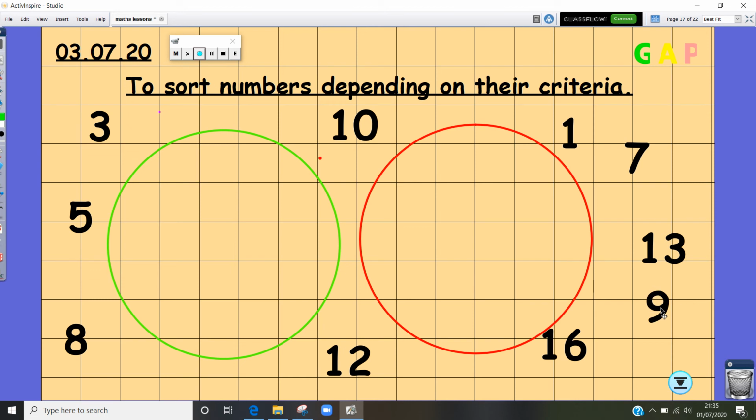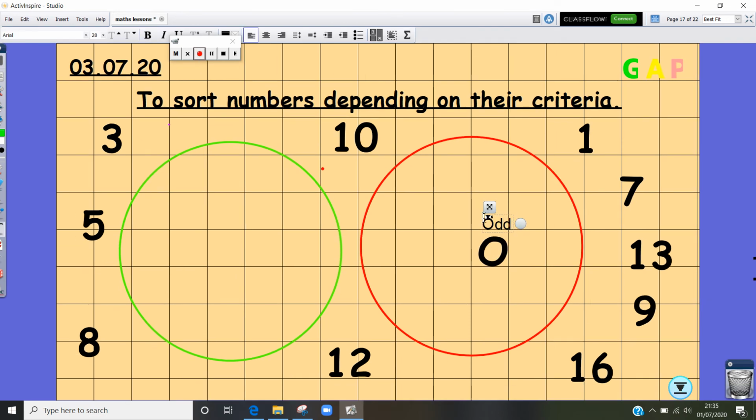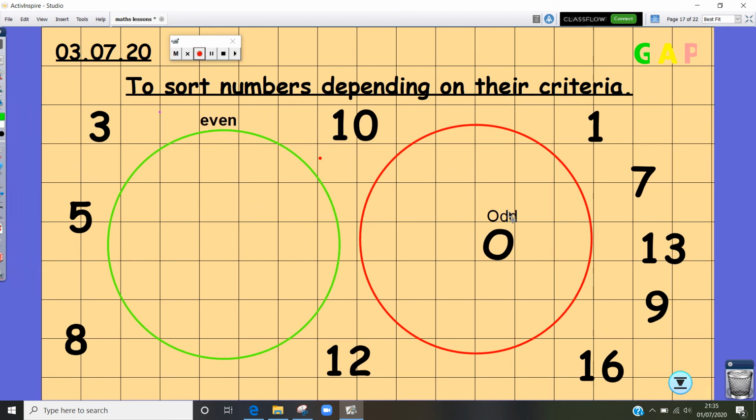I'd like you to sort these numbers first of all in your books into odd and even numbers. So we'll put the odd numbers in the red circle and we will put the even numbers in the green circle. See if you can do that and then pop back to me and see if you have managed to get your odd and even numbers in the correct place.